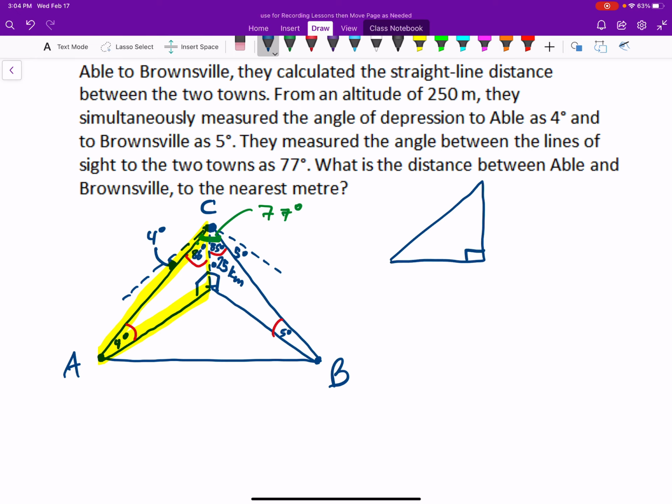What we know about it. We got 4 degrees down in this. This is not to scale out. We got 4 degrees down there. Obviously, it's going to be much more stretched out. 86 degrees up here. We know that this is 0.25.